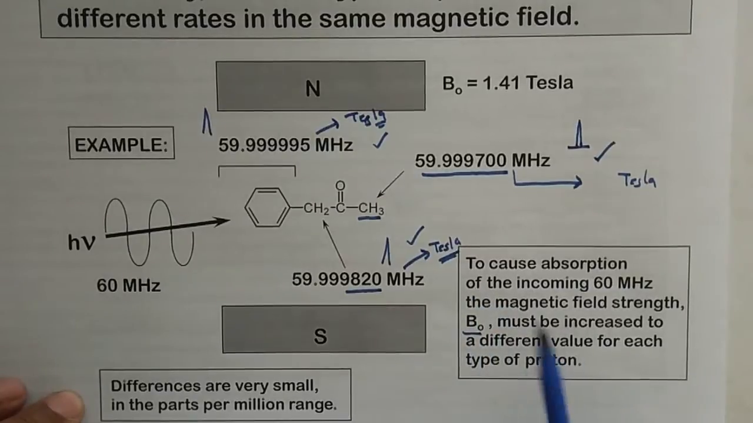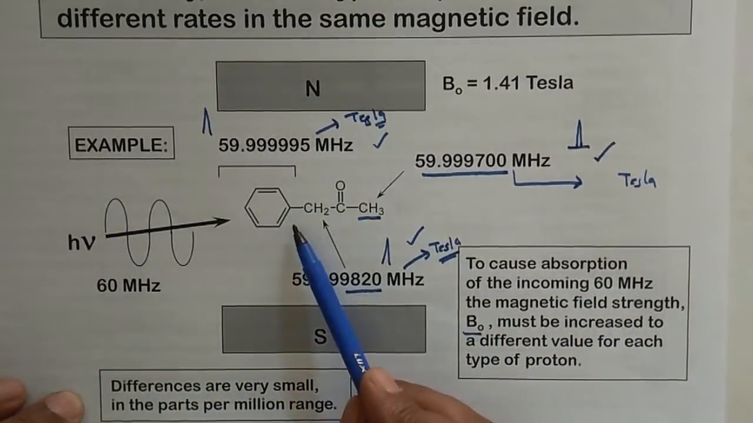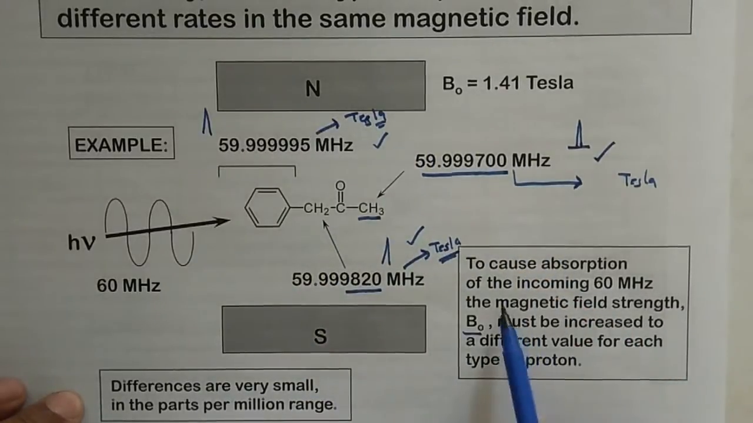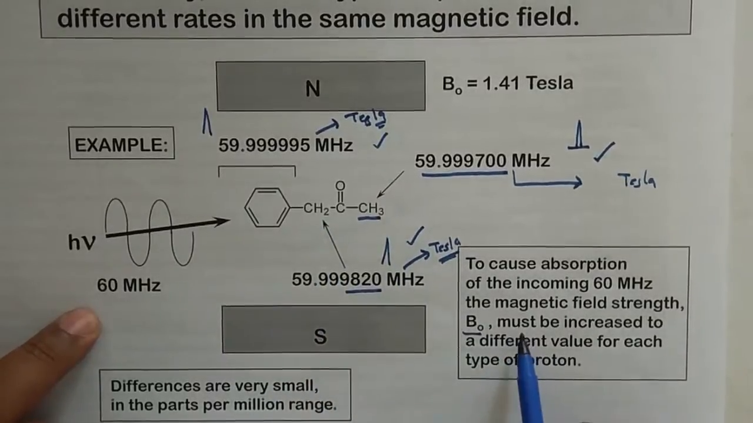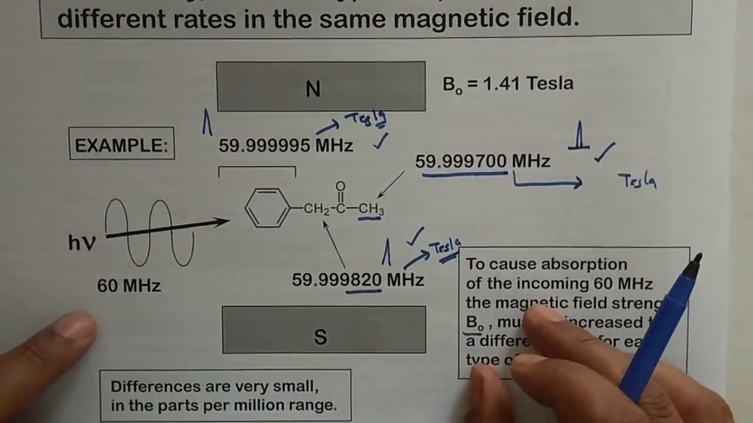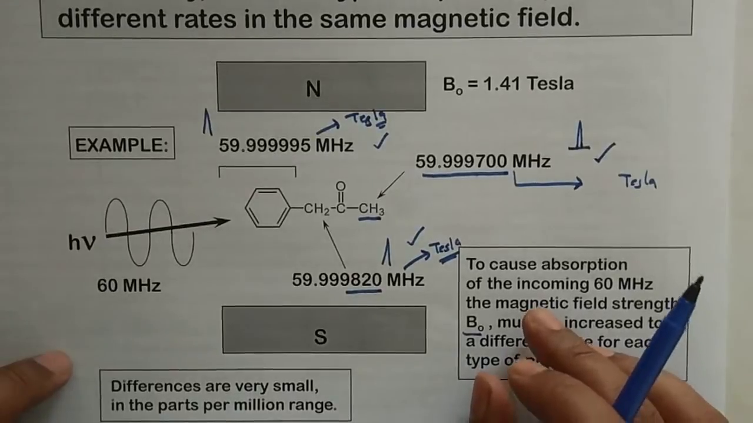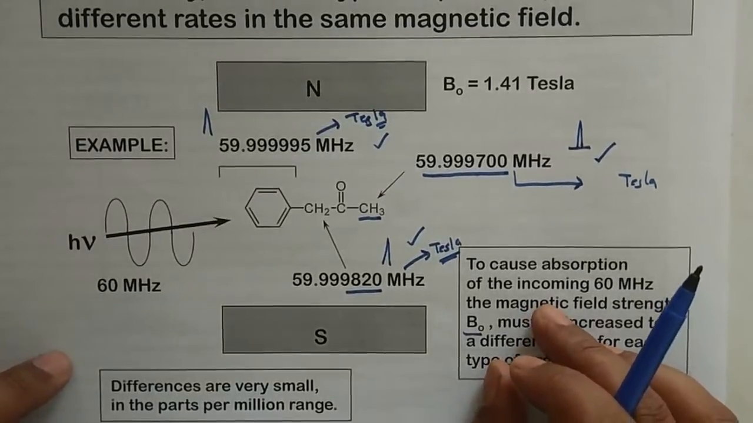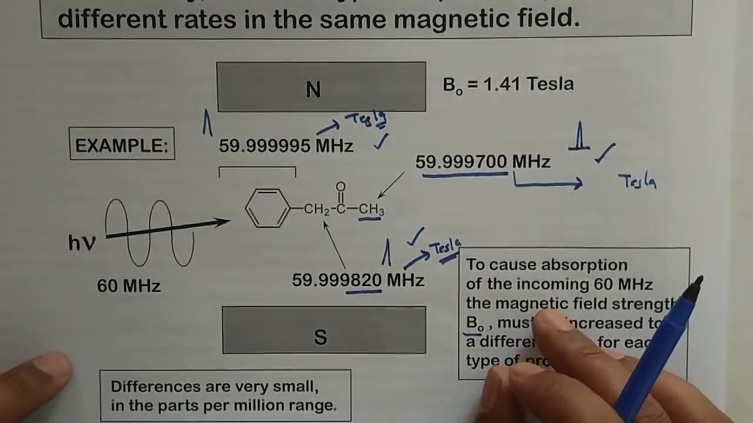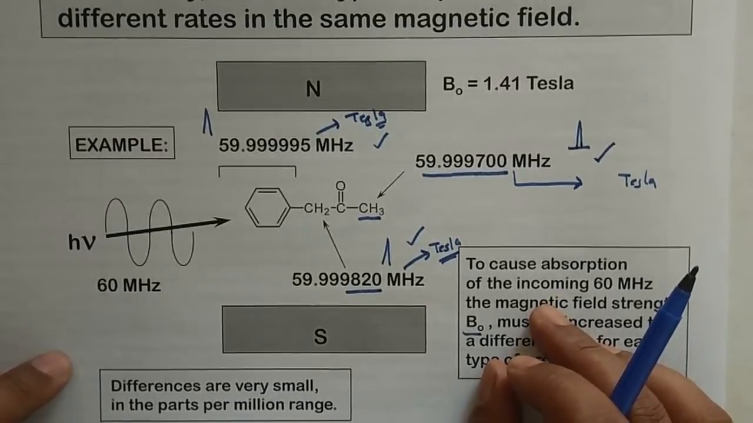That's why I have written here, to cause the absorption, that means the absorption of the radio frequency waves and the resonance, of incoming 60 megahertz instrument, the magnetic field strength B0 must be increased to a different value for each type of proton. This is the meaning of that. Now you can clearly see this can take several minutes to plot a single NMR spectrum. And this is the problem. You cannot waste time in your project or in your research, right?